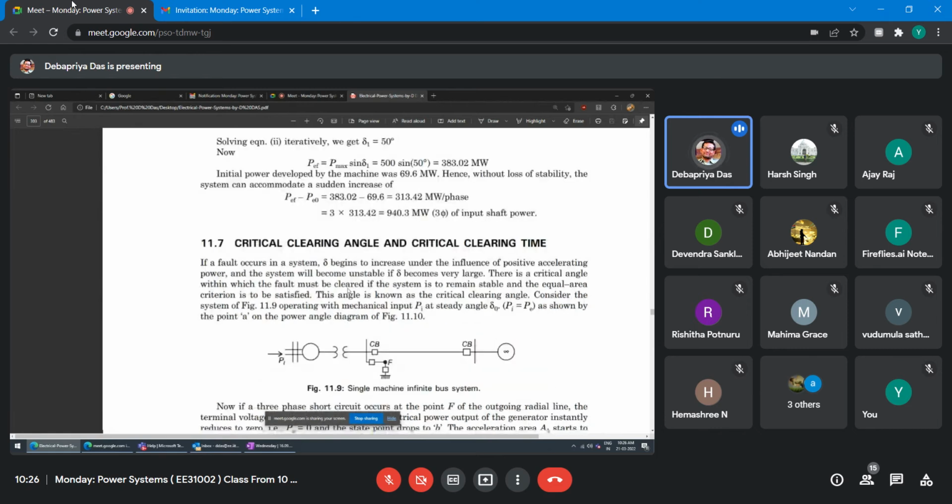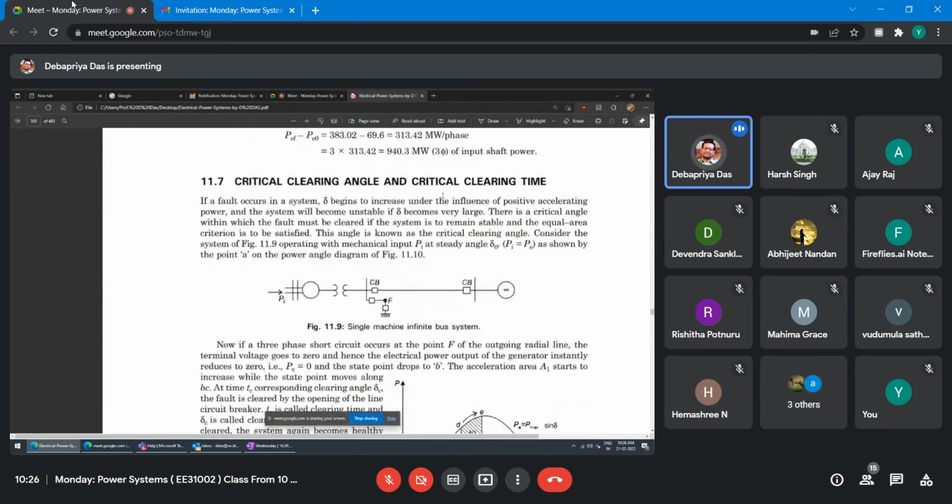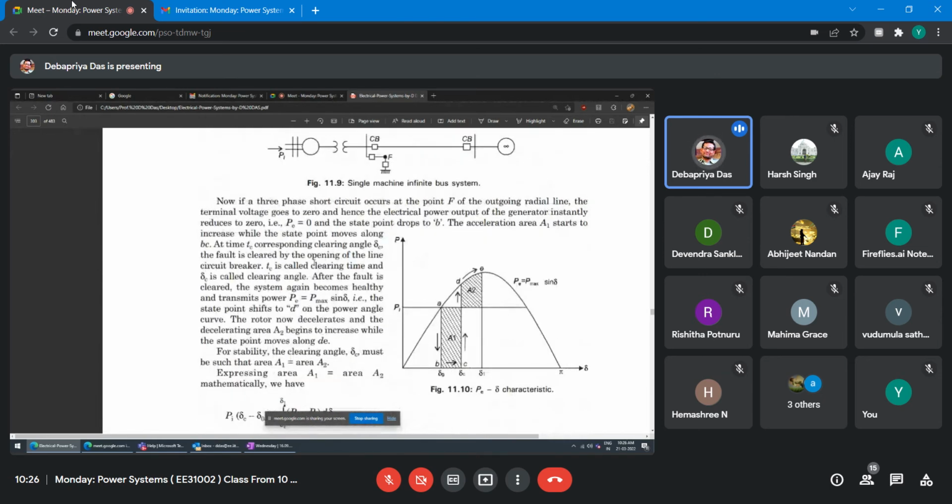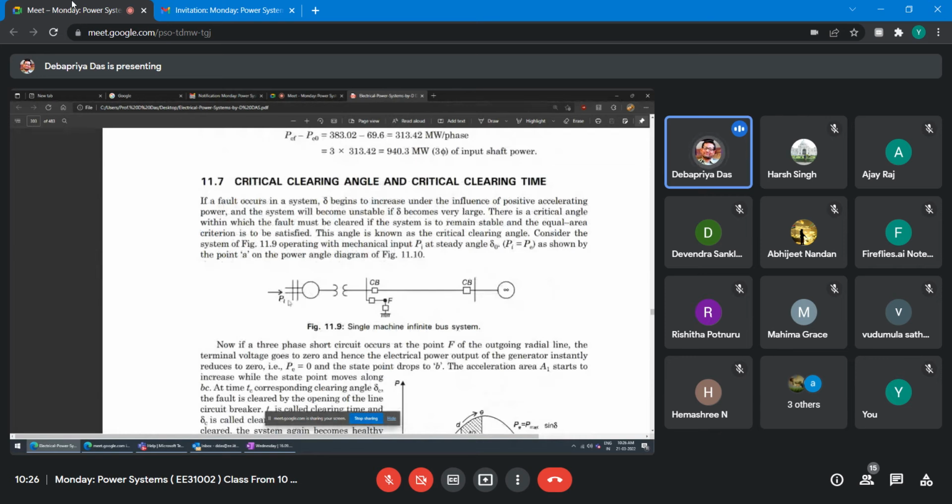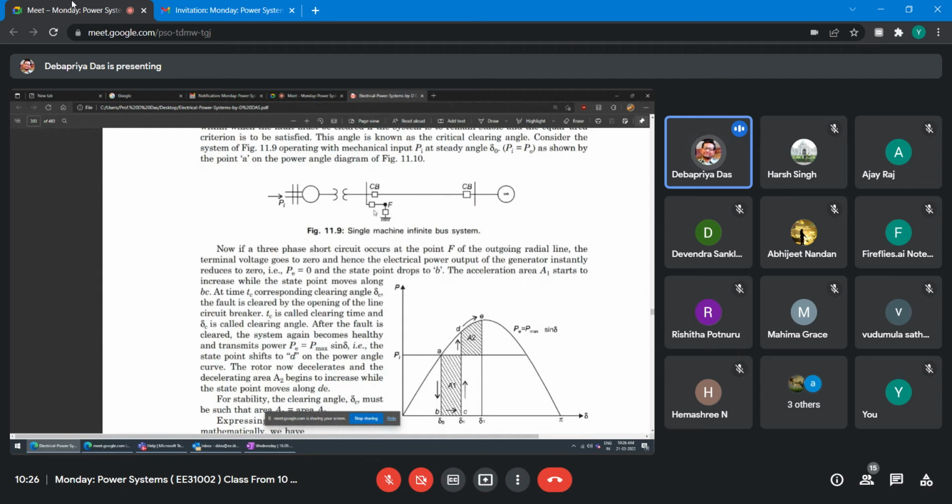Now, another thing is the critical clearing angle and critical clearing time. All right, this is a very simple thing. Whatever is written here, you read that, no problem. Suppose you have a machine, right? So this is the input shaft power, a transformer is there, a circuit breaker is there. Here also a circuit breaker is there. This is the infinite bus, right? Basically a single machine infinite bus. Now, a fault has occurred at the generator terminal. Initially, the machine was operating at PI, that is the input shaft power, perfectly balanced, and the angle was delta 0.